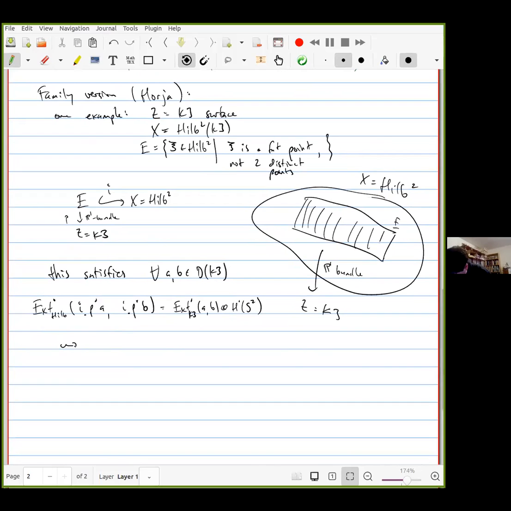And you can construct an equivalence from the derived category of the Hilbert scheme to itself, which for things supported away from E is just going to be the identity, but for things supported on E, it's going to be interesting. It's the identity for objects supported away from E, but it's interesting on E.